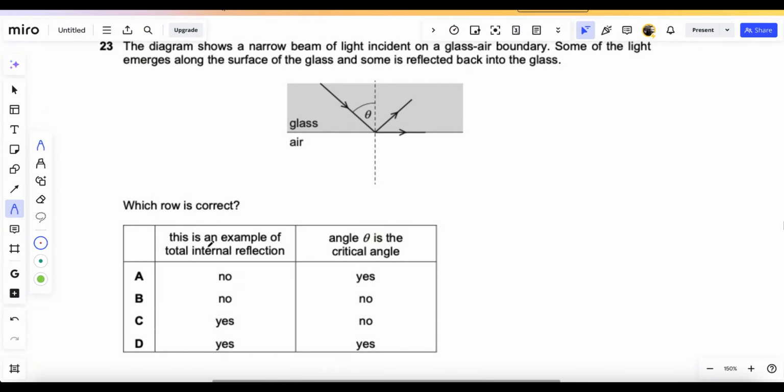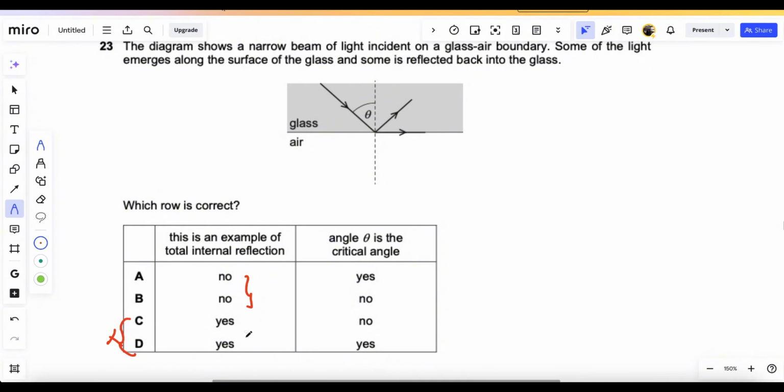So this is an example of total internal reflection. No. So no is correct because it's not a total internal reflection. These two options, we will consider them A and B. Definitely C and D will be wrong because it says yes. Is this a total internal reflection? No. This is not a total internal reflection. So C and D are wrong for saying yes.